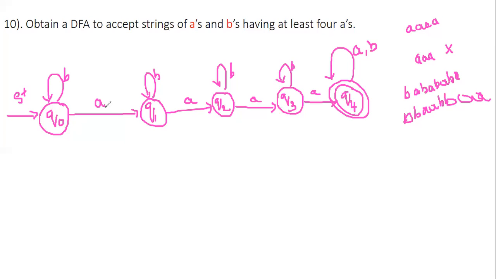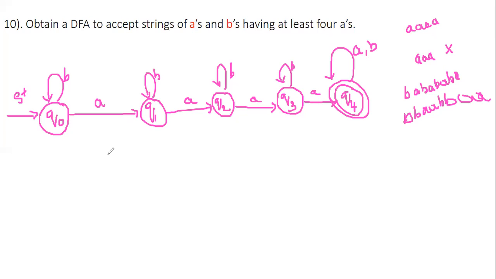On receiving the first A, you'll be entering Q1, right? Then after finding the second A, you'll be going to Q2, right? Then twice you are having B, so you'll stay in Q2 itself because you have a self loop for B. Then twice you are having A, the first A and the second A, it will be accepted by your DFA exactly. So this DFA will hold good for all the possibilities of A and B where the number of A is equal to or greater than 4.